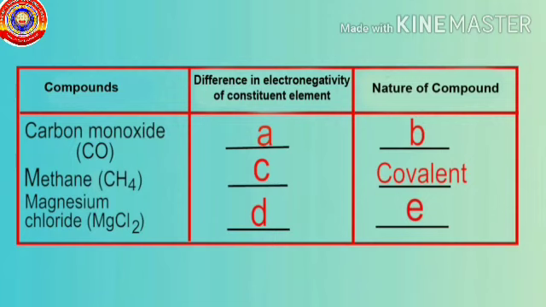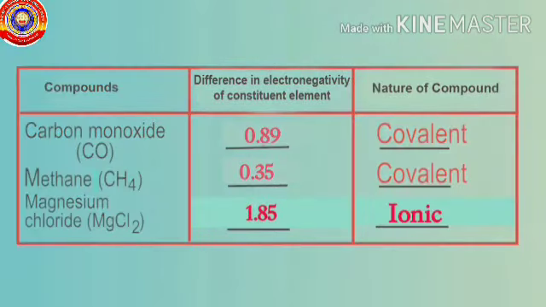In the case of carbon monoxide, the difference in electronegativity of constituent elements is equal to 3.44 minus 2.55, which is equal to 0.89. Hence carbon monoxide is a covalent compound because its value is less than 1.7. The next one is methane. The difference in electronegativity is 0.35. So again this compound is also covalent. And in the last one, magnesium chloride, if we find the difference in electronegativity, we will get 1.85. So we can say magnesium chloride is an ionic compound.